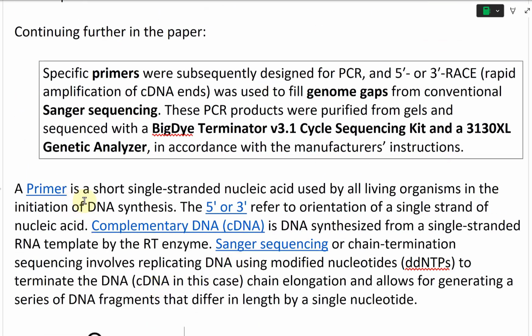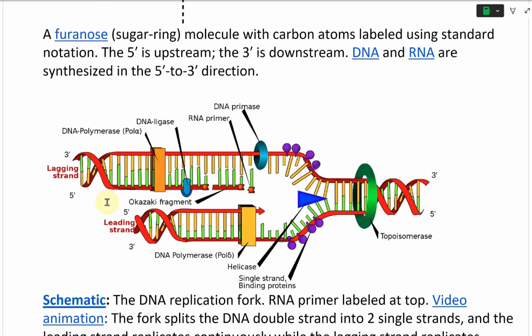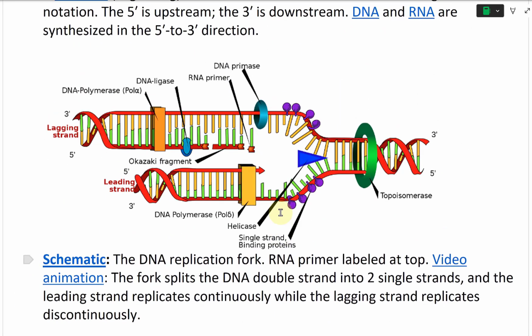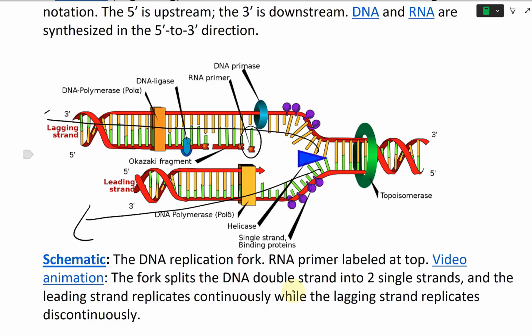And also, this primer part right here, here's another illustration of primers. So, a schematic of the DNA replication fork. You have RNA primers labeled at the top. So here's the RNA primer, and there's a video animation showing how this works. The fork splits the DNA double strand, so this fork splits these into two, like that. And then the leading strand replicates continuously. So then this replicates continuously.